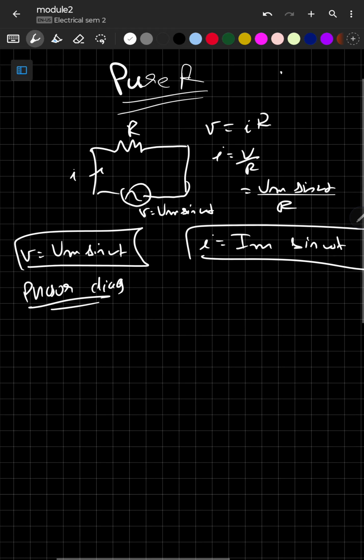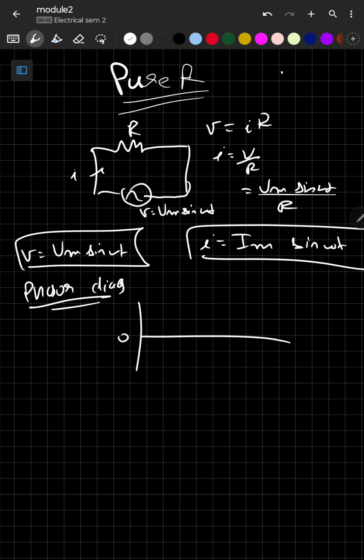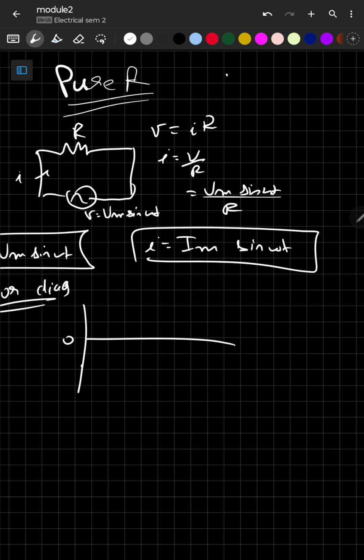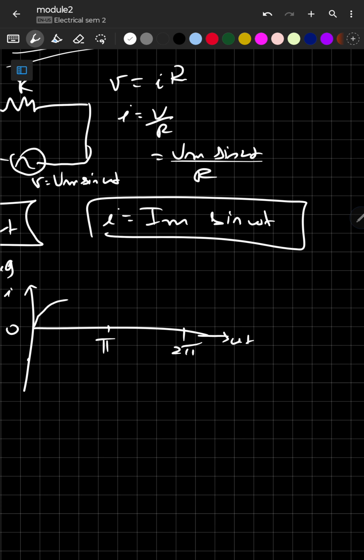Phasor diagram. For this it is different from the others. Here 0, pi, 2 pi will work, but for this I have to include pi by 2 also. And also remember, 2 pi, this is omega t, and this is the current equation. I'm going to draw in different colors for you to understand. This is voltage, don't forget this is voltage. Current is going to follow the same path because there's zero phase difference, but with a little lesser intensity.